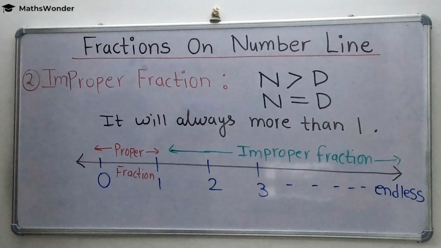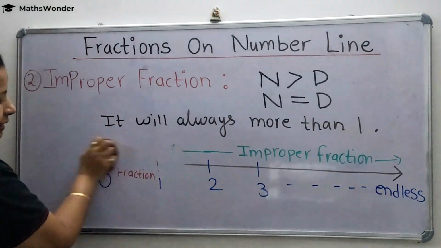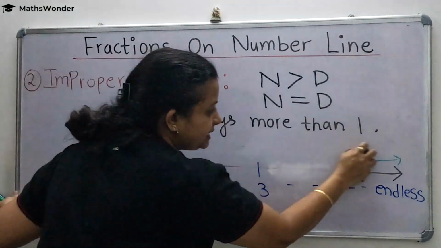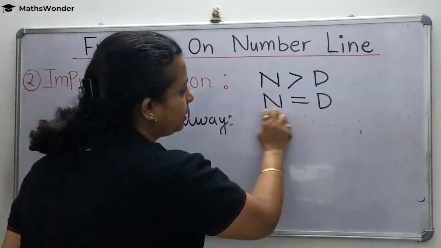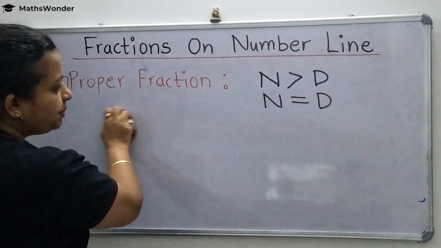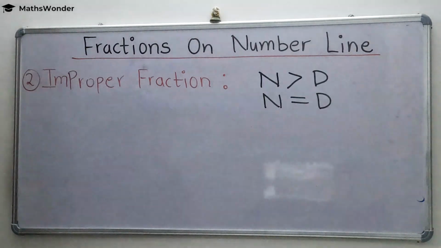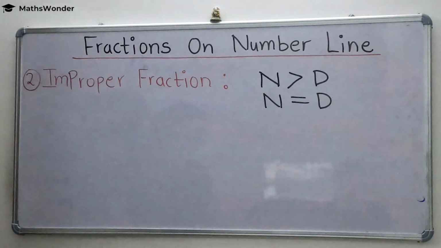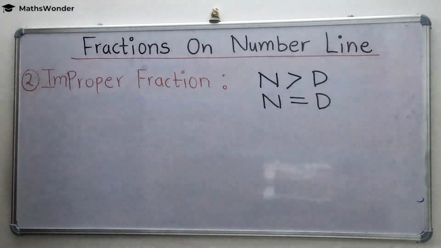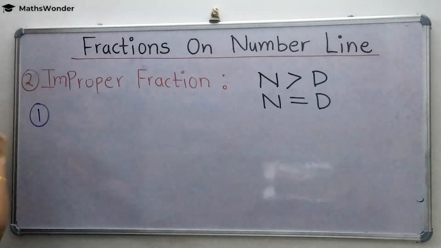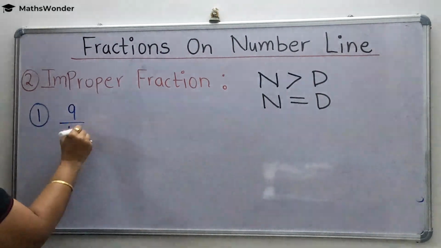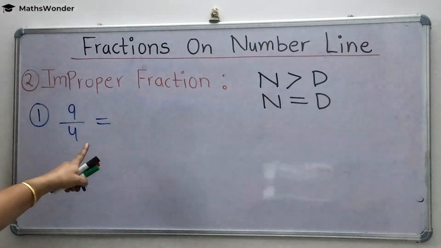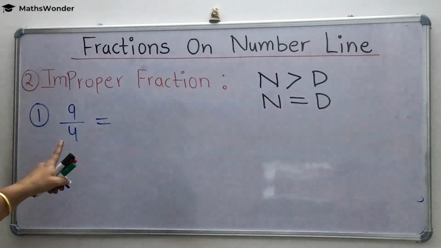Now I am giving the examples. This is the range of the proper and improper. Now I am giving the examples so you will understand. So the first example is 9/4, suppose. Okay? 9/4. First of all, 9/4 is an improper fraction, isn't it?